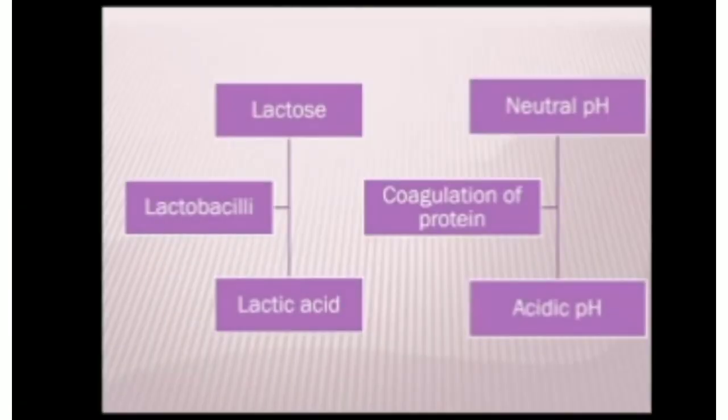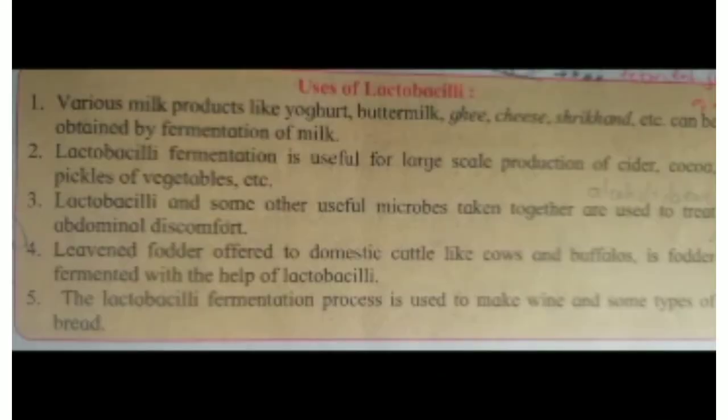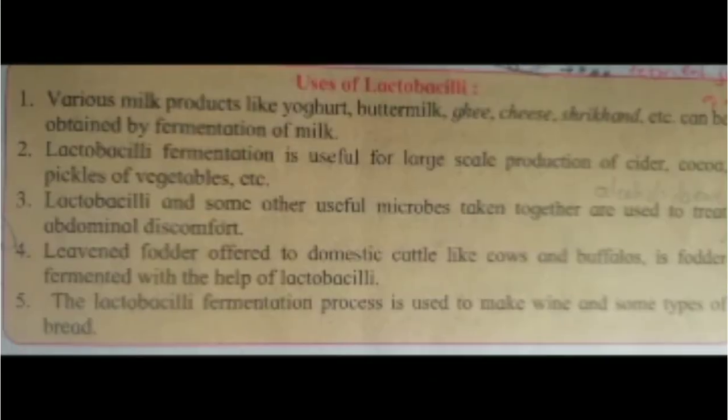Now, how is curd formed? The pH of milk is neutral and becomes acidic in the formation of curd, and in this process proteins present in the milk coagulate, that is, condense, and these proteins coagulate to form curd. Now these lactobacilli bacteria are also useful in different industries, and hence here we see different uses of lactobacilli.